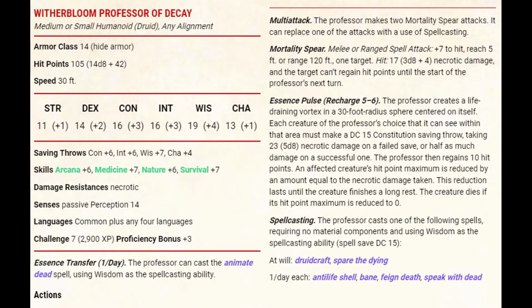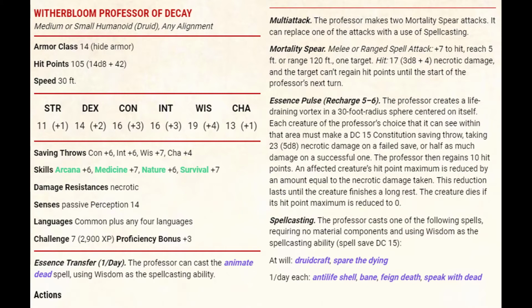They have Essence Transfer, which they can do once a day. The Professor can cast the Animate Dead spell using Wisdom as the spellcasting ability. The Professor of Decay comes with multi-attack. The Professor makes 2 Mortality Spear attacks. It can replace one of these attacks with the use of spellcasting. Mortality Spear is a melee or ranged spell attack with +7 to hit, a reach of 5 feet or range out to 120 feet. Hits one target and on hit does an average of 17 necrotic damage, and the target can't regain hit points until the start of the Professor's next turn.